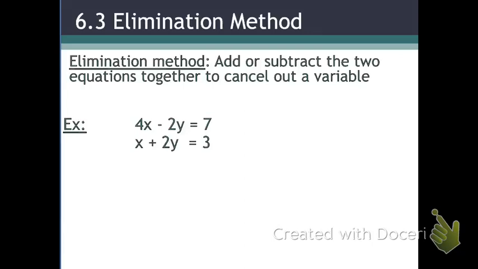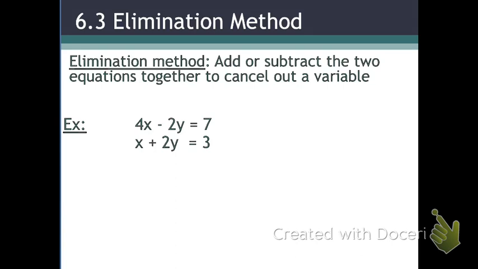All right, hey Algebra 1, we are talking today about the final method of solving systems of equations, which is the elimination method. This should be the third one you have in your notes, and you can write down at the top of this page, the elimination method is adding or subtracting two equations together to cancel out a variable. So this doesn't work perfectly every single time, depending on how your equation is set up.